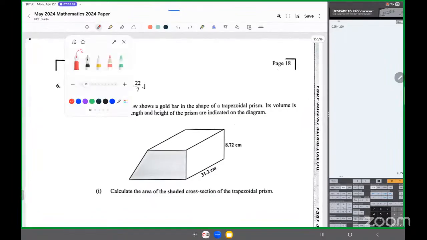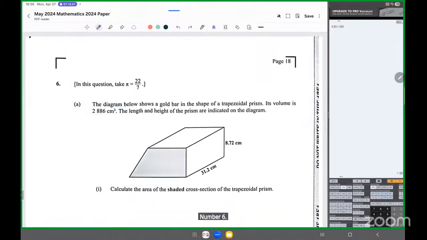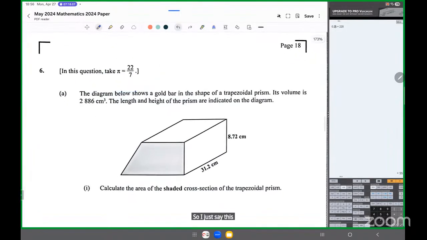Number 6. So once you see this, some circular measures come into play, right? The diagram below shows a gold bar in the shape of a trapezoidal prism. It's a prism, meaning the end of it is a trapezium. Remember, for an object with uniform cross-section like this, volume is cross-section area.